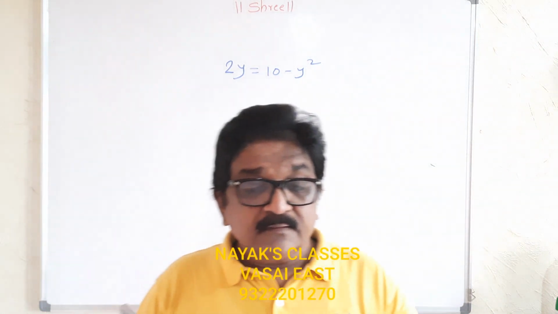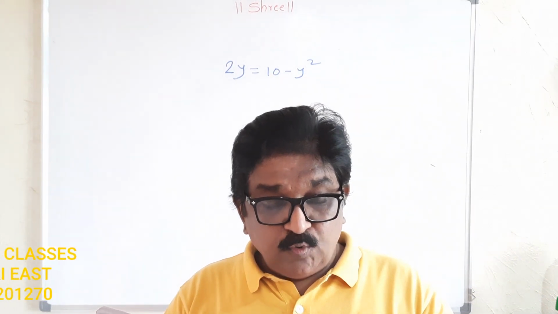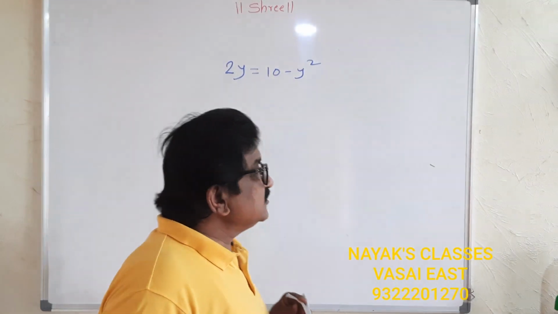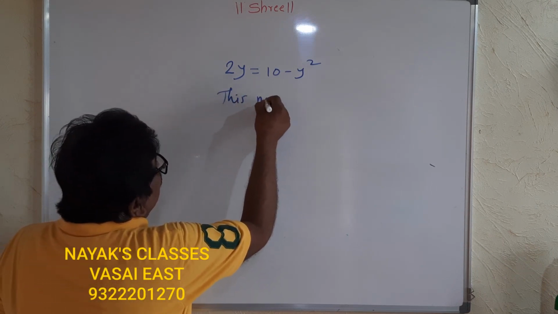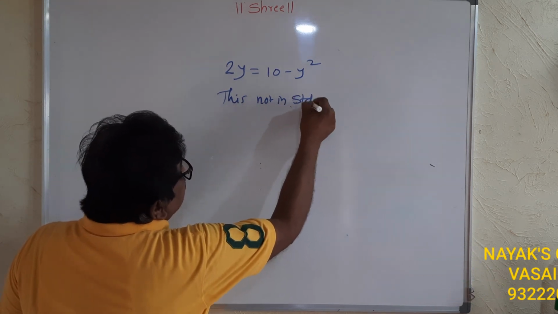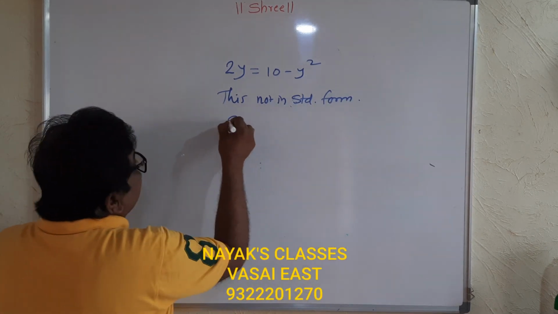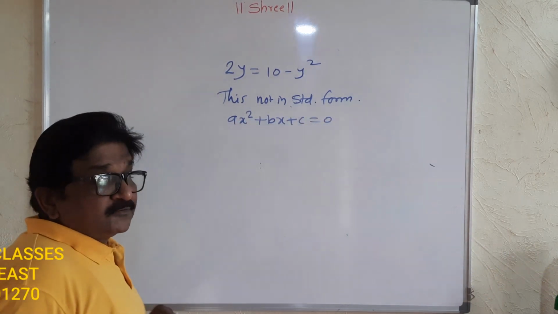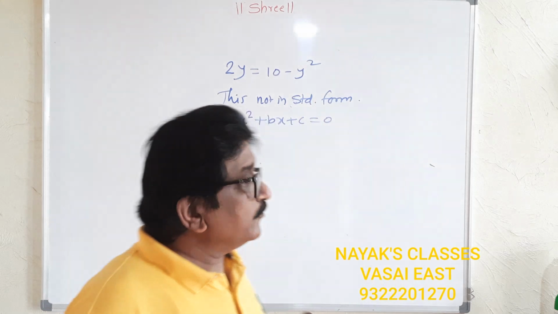The given equation is 2y is equal to 10 minus y square. It is not in the standard form. The standard form is different. The standard form is ax square plus bx plus c is equal to 0. So we have to make it in such a fashion that it should be in the standard form.